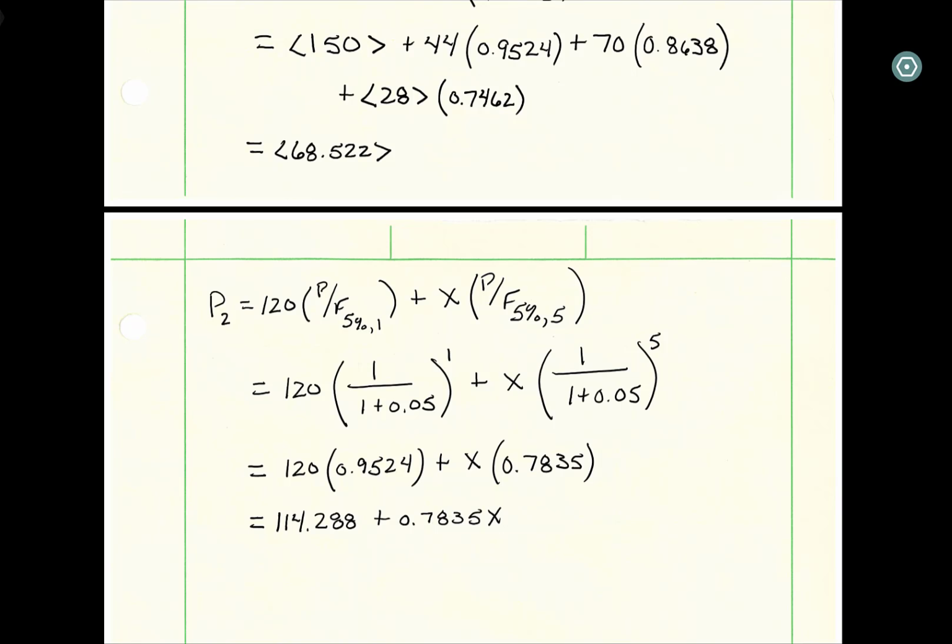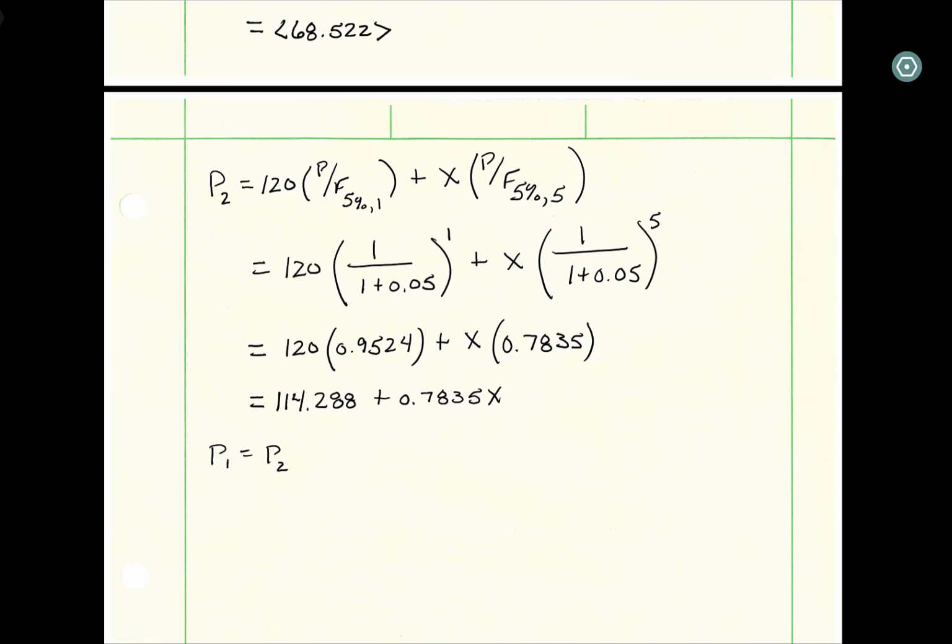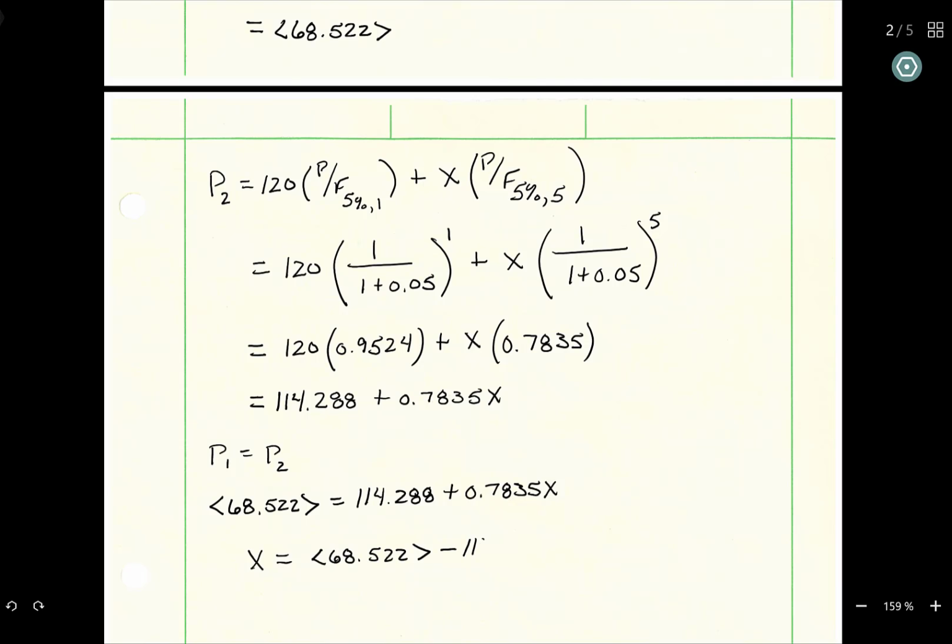Now what we know is that timeline 1 and timeline 2 must be equal to one another, so we set the present values equal to each other and substitute in the present value that we found for timeline 1 and the present value that we found for timeline 2. Now we have one equation and one unknown, and we can solve for x by first moving the 114 to the other side and dividing by 0.78. Doing so, we find that the value of x is negative 233.